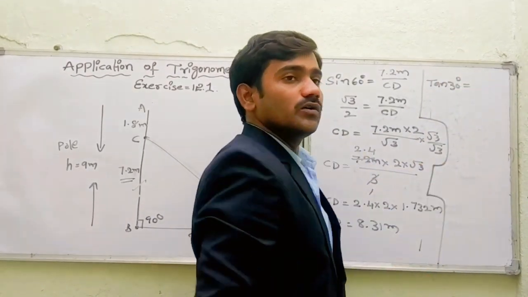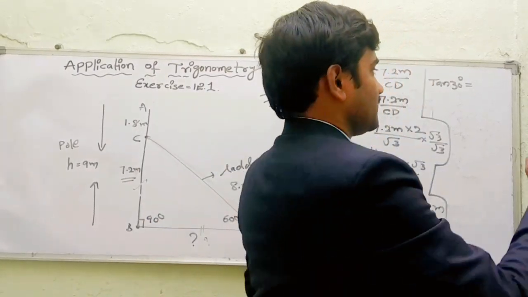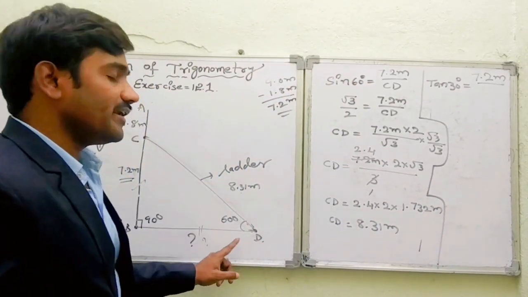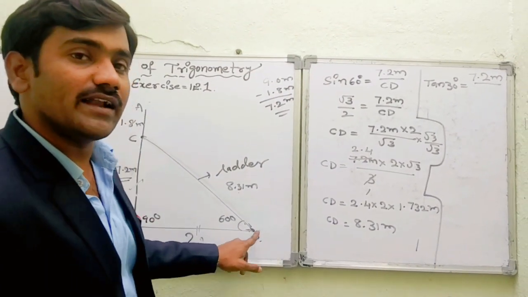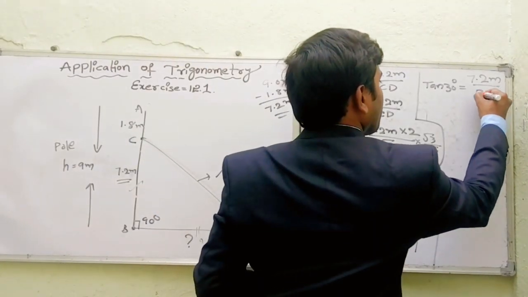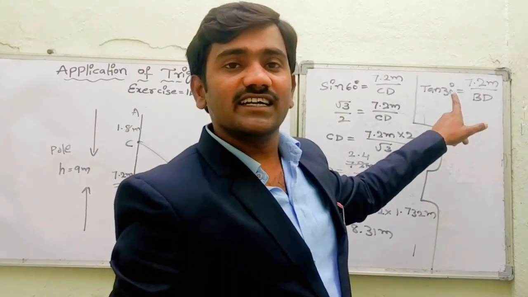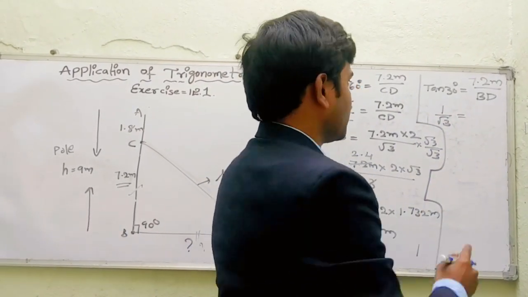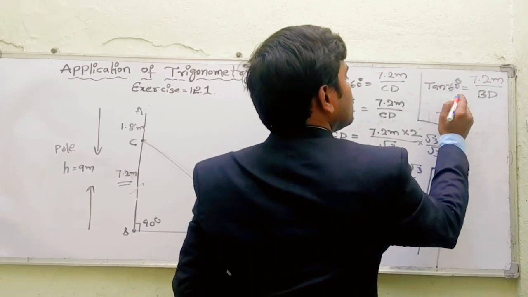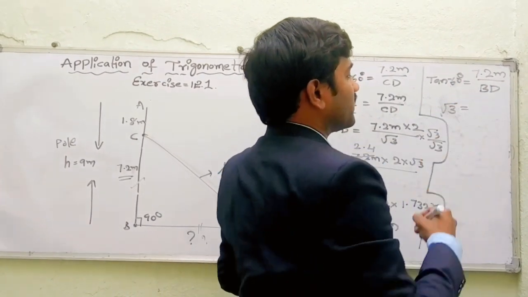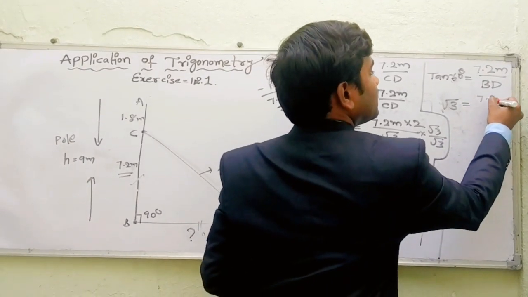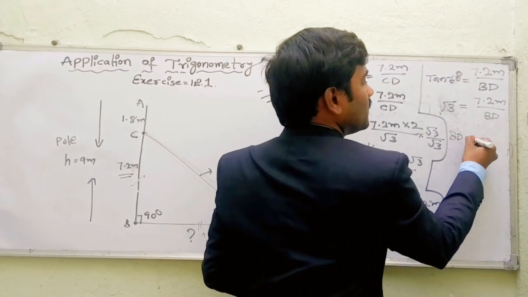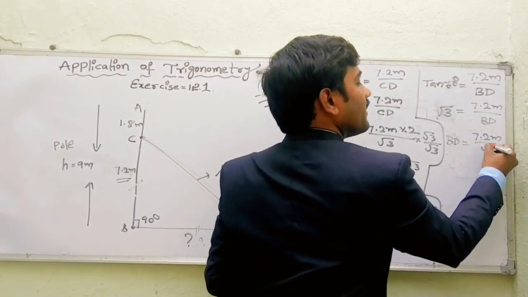Tan 30 degrees equals opposite side 7.2 meters by adjacent side, which is BD. BD is nothing but the distance from the foot of the ladder to the foot of the pole. Tan 30 degrees value is 1 by root 3. Tan 60 degrees is root 3. Root 3 equals 7.2 meters by BD. Here BD equals 7.2 meters by root 3.